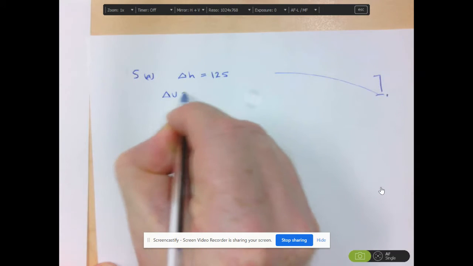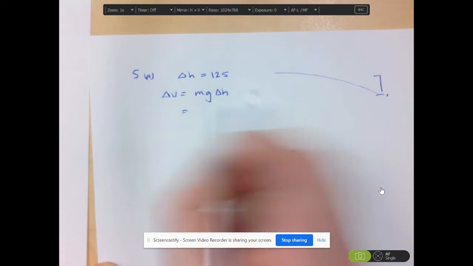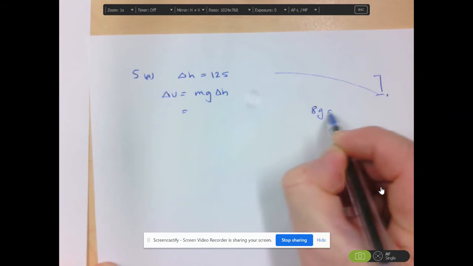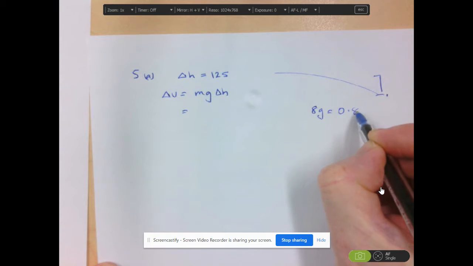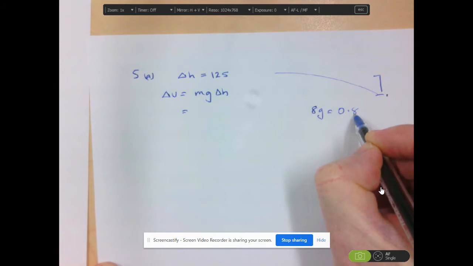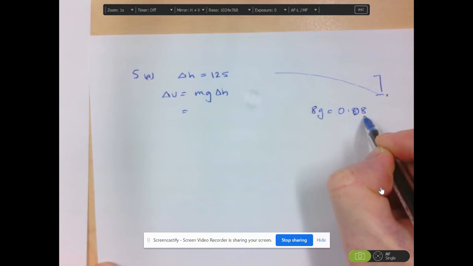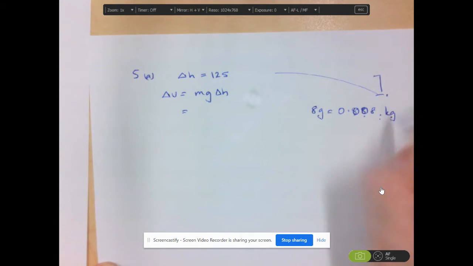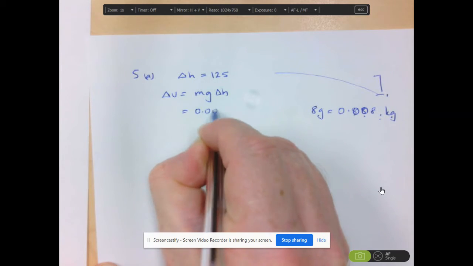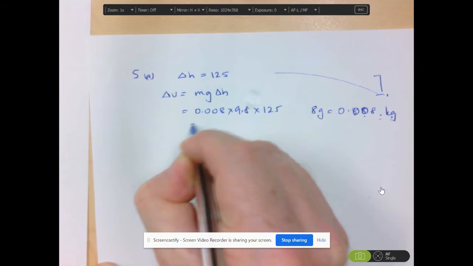So delta U would equal mg delta H. Now the mass of this object is 8 grams. If that was 800 grams, that would be 0.8 kilograms; 80 grams would be 0.08 kilograms, and 8 grams would be 0.008 kilograms. Okay, so that's the way I'm working it. So in kilograms, it's 0.008 times 9.8 times 125.